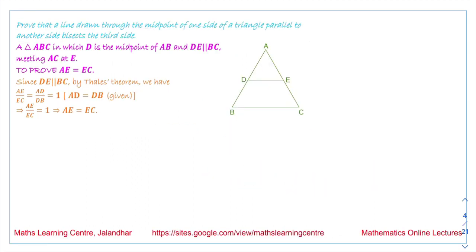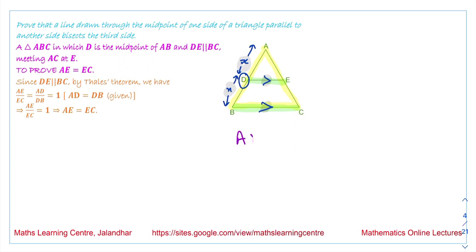So again a triangle is given to us, and it is given that D is the midpoint of AB, that is, this length is X and this length is X, and this line DE is parallel to the side BC. These two lines, DE and BC, are parallel to each other. We have to prove that this line bisects the third side.